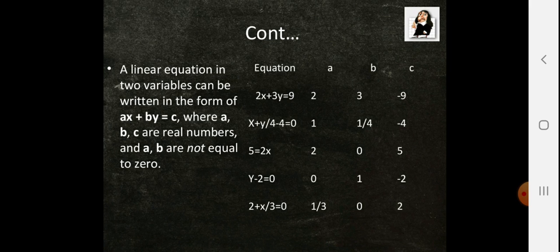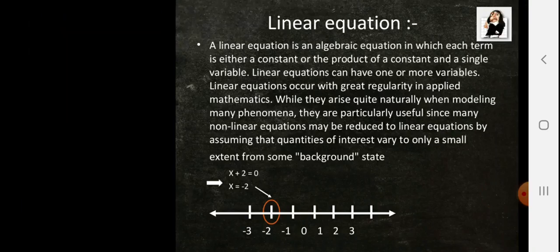5 is equal to 2x. So value of a is 2. b is 0 because there is no y variable and c is minus 5 if I take it to the right hand side. y minus 2 is equal to 0. So your a is 0, b is 1 and c is minus 2. 2 plus x upon 3. So your a is 1 upon 3, your c is minus 2 and b is 0.